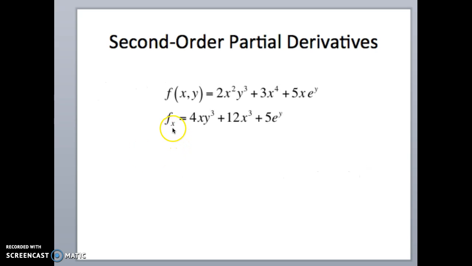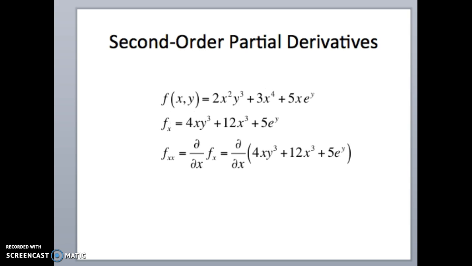Now we showed that the partial with respect to x was 4xy cubed plus 12x cubed plus 5e to the y. If I want f sub xx, I've got to take the partial derivative with respect to x of this function. So indeed, partial with respect to x of 4xy cubed plus 12x cubed plus 5e to the y. What do we do here though? The derivative of the sum is the sum of the derivatives. So our strategy will be to take the partial with respect to x of this piece plus the partial with respect to x of this piece plus the partial with respect to x of that piece.